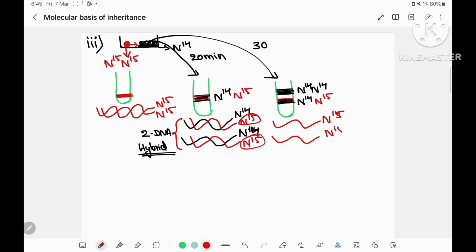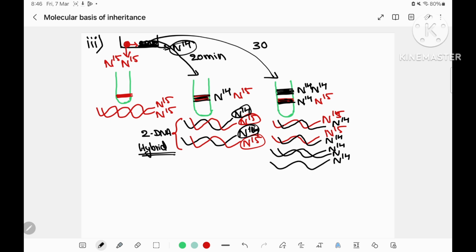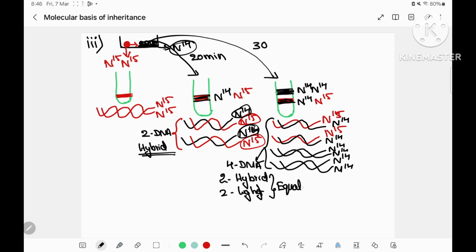Reason for this is in the previous one, whatever they analyzed, there are four template strands, among which two strands are having N15 and two strands are having N14. But the four strands which are newly synthesized, all of them are having only N14 because the provided medium is having only N14. Now there is formation of 4 DNA molecules after 40 minutes. Among them, 2 are hybrid DNA molecules and 2 are lighter DNA molecules.